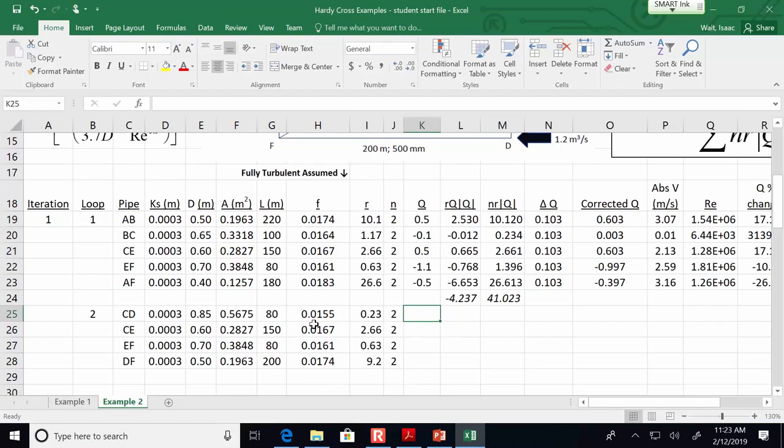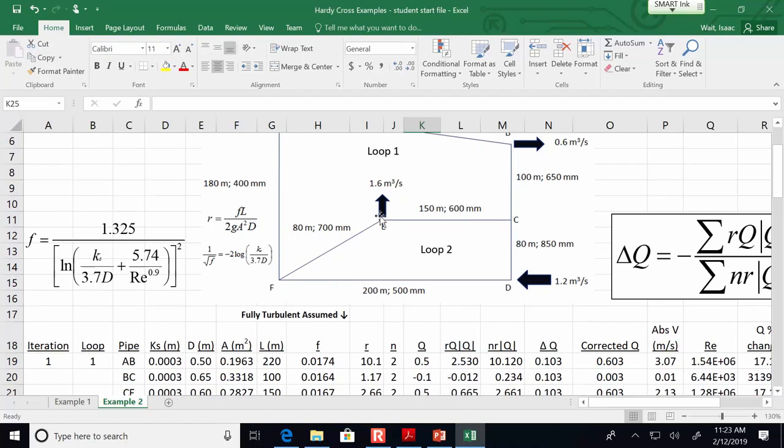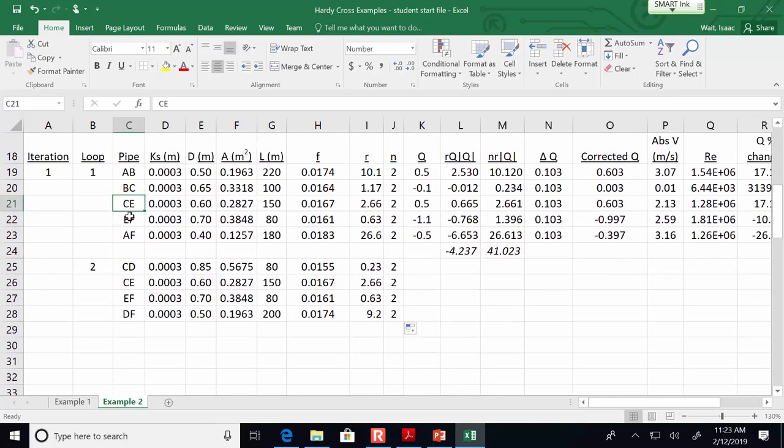Now this is where we need to be careful. I'm going to do something that I suggested before, and I'm going to bold the common pipe. So the common pipes are EF and CE. I'm going to bold that just so I never lose track. CE and EF are my common pipes, and that's going to be a reminder that I don't just put in my initial flow guess for those two pipes. I do put in the initial flow guess for CD and DF.